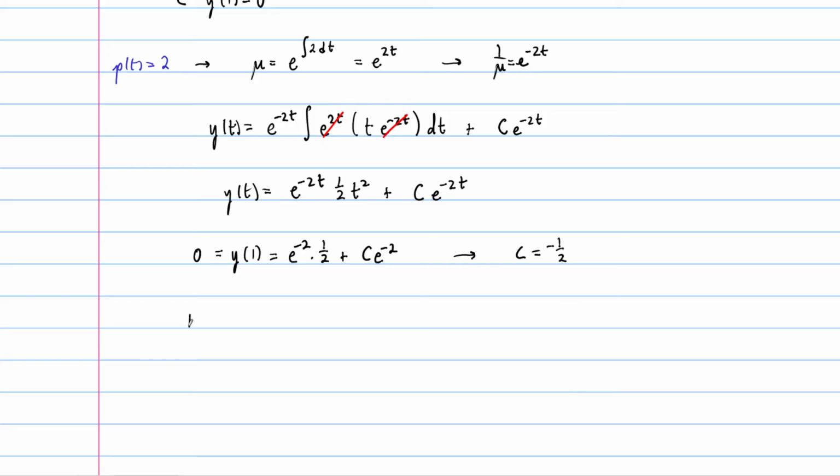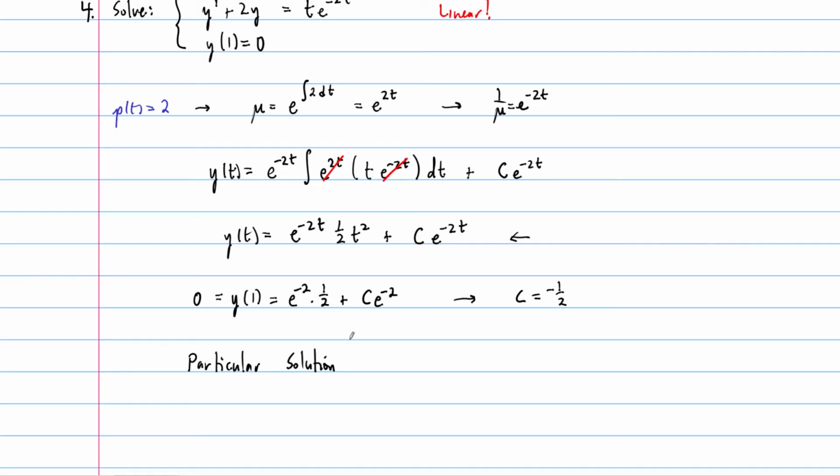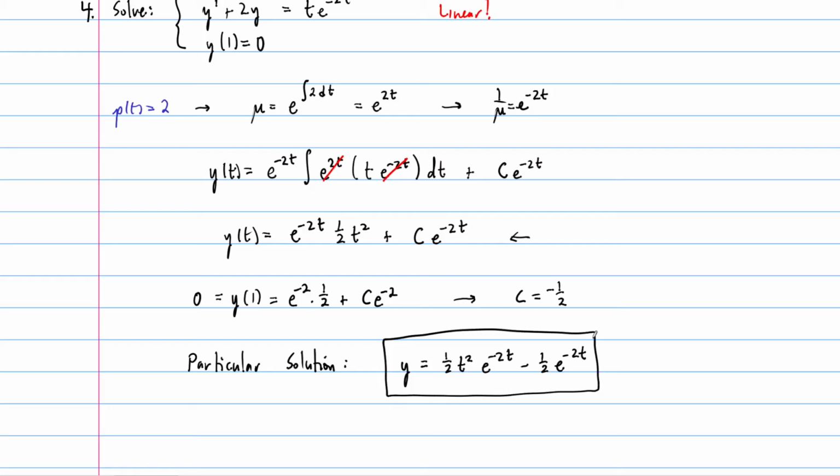And then our particular solution, remember, when you solve an initial value problem, you get a particular solution. So remember, this is called the general solution, but that's not the solution of the initial value problem. The particular solution of the initial value problem is now y equals, we can write it this way, 1/2 t squared e to the minus 2t minus 1/2 e to the minus 2t. And that's this one right here, right? You just plug in negative 1/2 for c. And so there's the solution to our initial value problem.